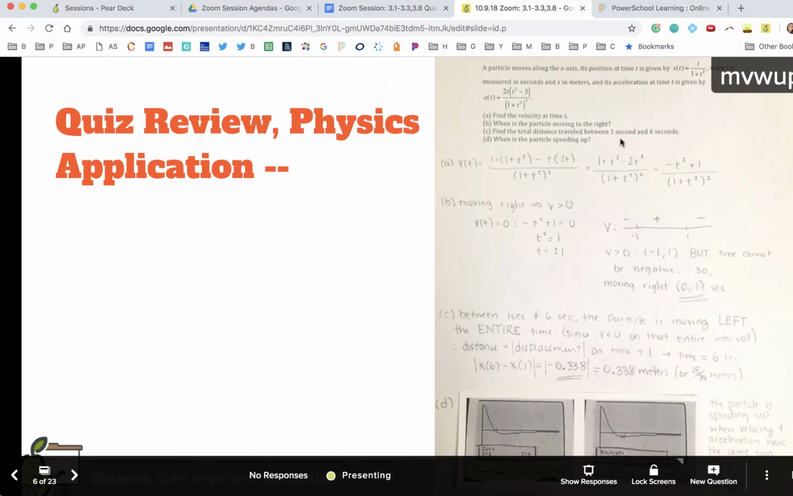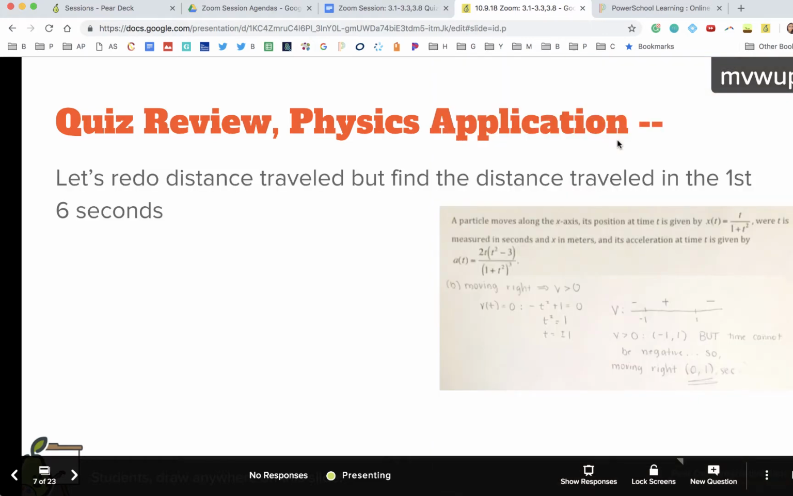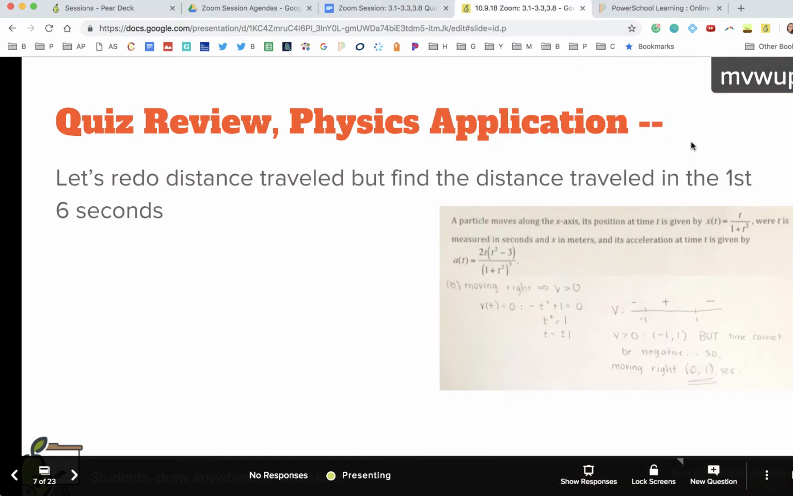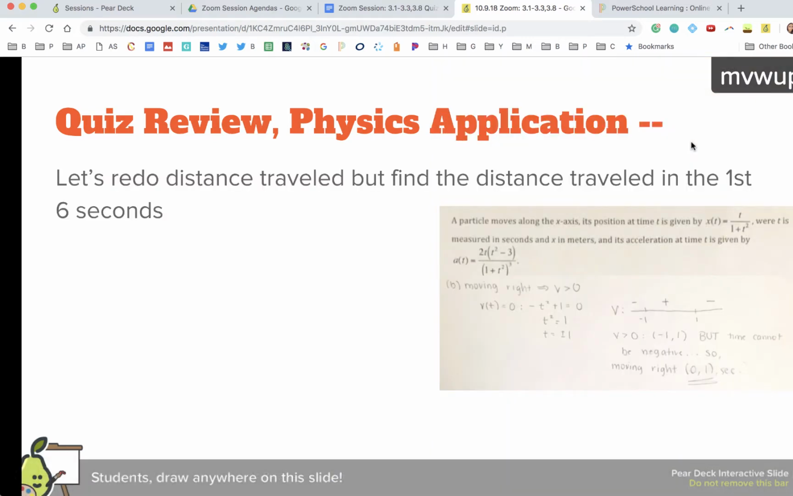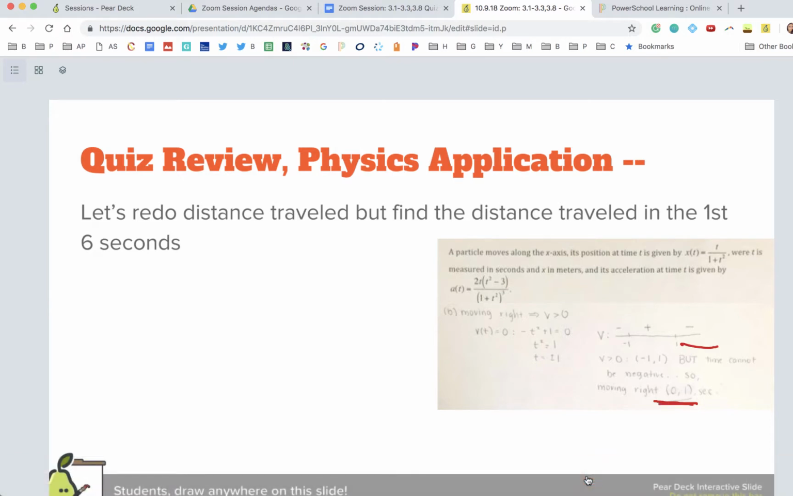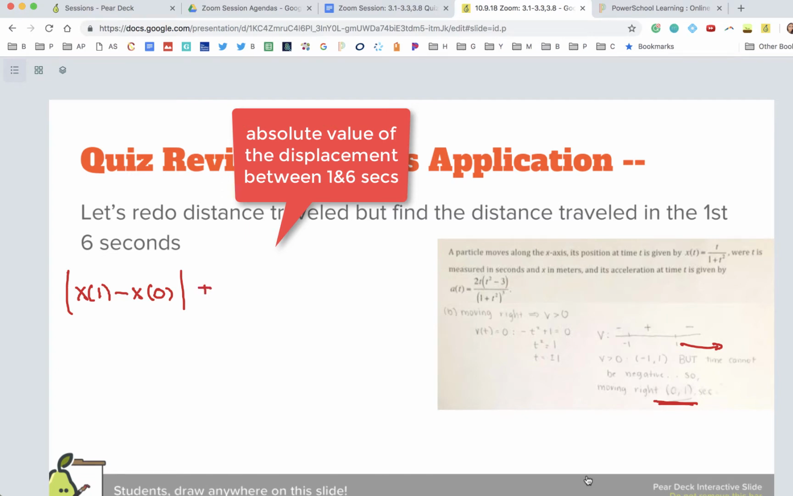Find the total distance traveled. I'm going to take that one to this next question because I want to do the total distance traveled in the first 6 seconds. The original question had asked you to find it just between 1 and 6 seconds, which was pretty easy. It's not much harder this way, but I just want to talk about this. We knew that it was moving right between 0 and 1 seconds, and then it's moving left from 1 on, right? And we're just doing the distance traveled in the first 6 seconds. I'm going to find the displacement between 0 and 1 and add it to the displacement between 6 and 1.